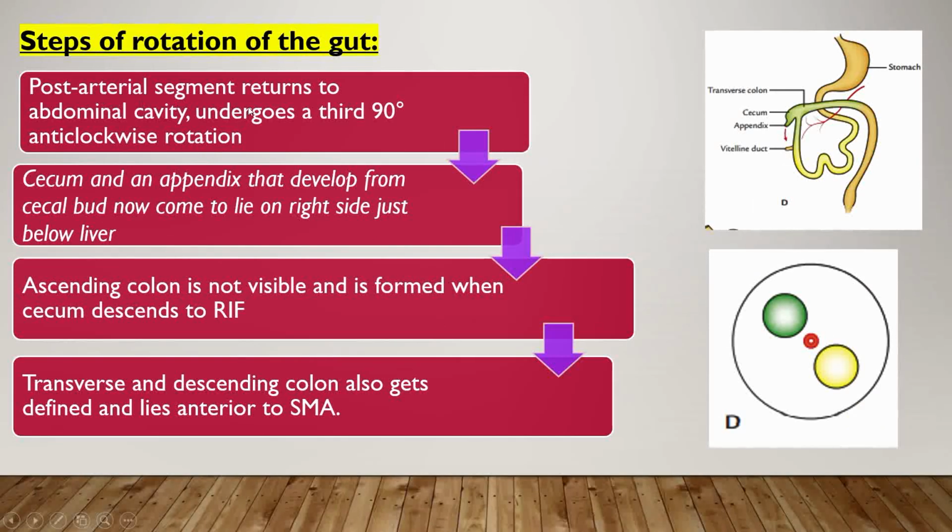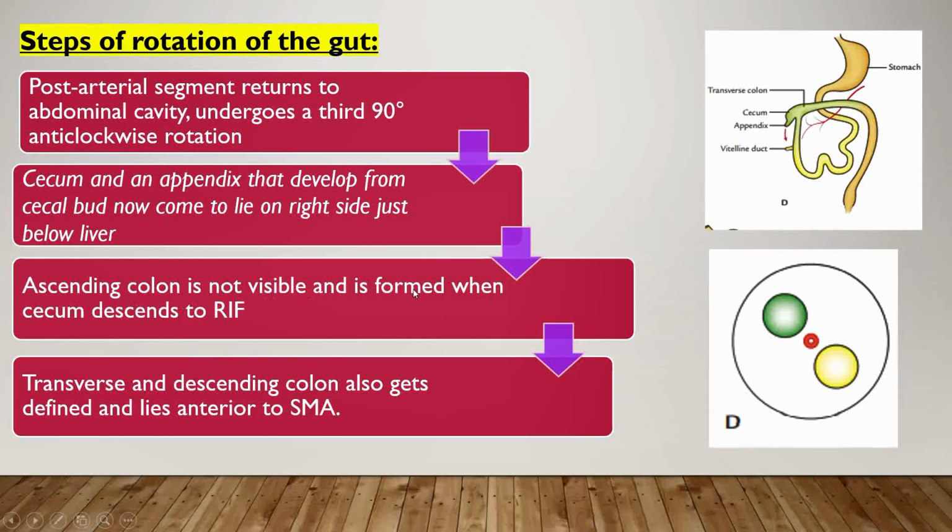Also now what will happen, the post-arterial segment will return to the abdominal cavity. It will undergo the third 90-degree anti-clockwise rotation. So you can see here, and we will not forget that there is extensive lengthening of the loops also happening. Now cecum and appendix that develop from the cecal bud now come on the right side. You can see here the cecal bud is forming the cecum and appendix. They are coming on the right side. Okay, from above now they are coming on the right side.